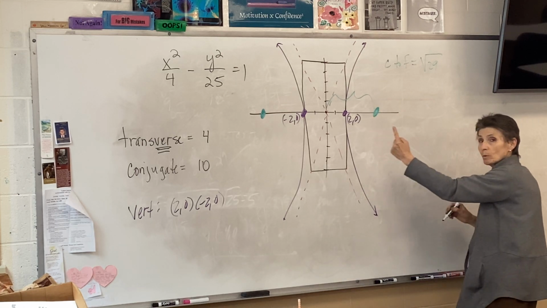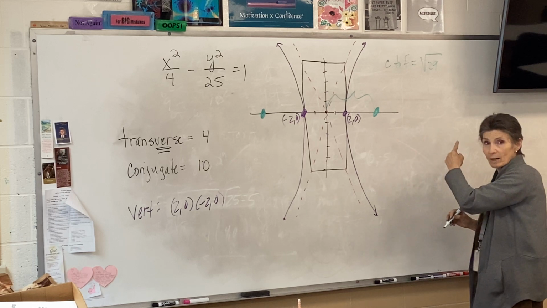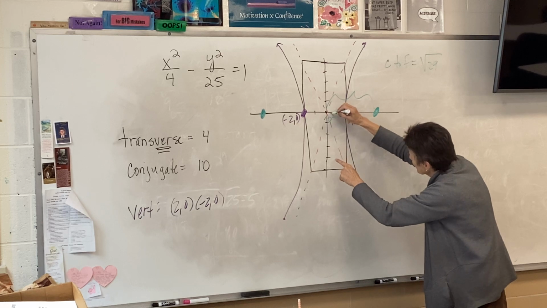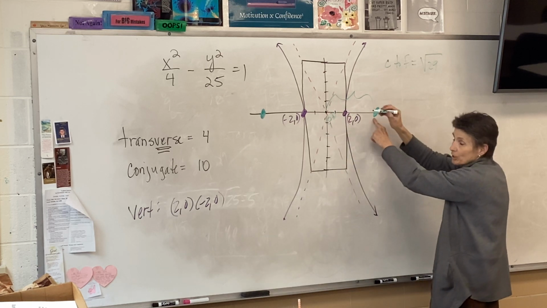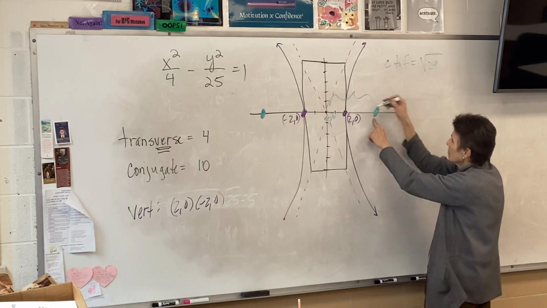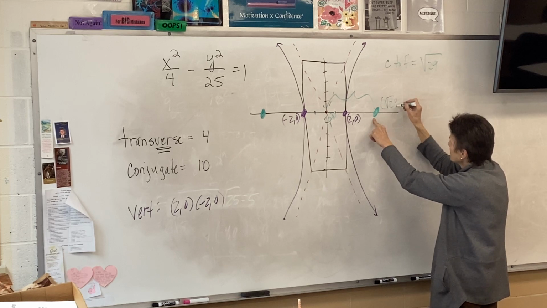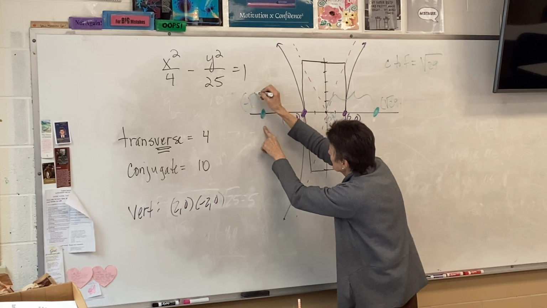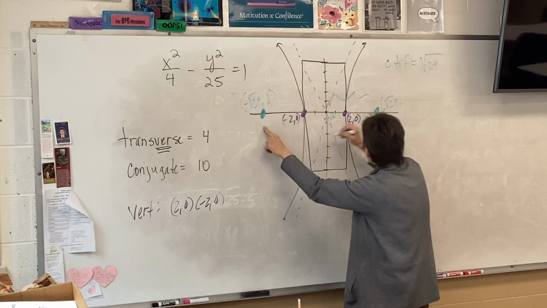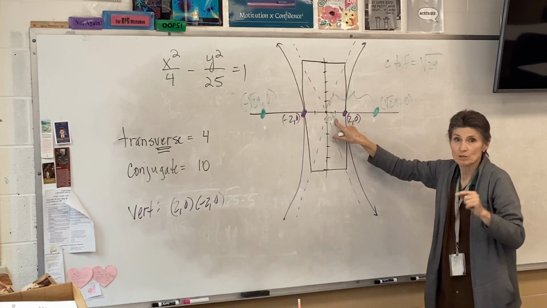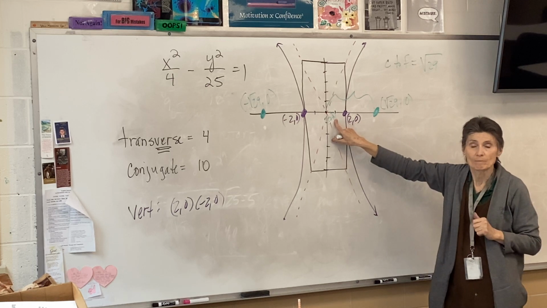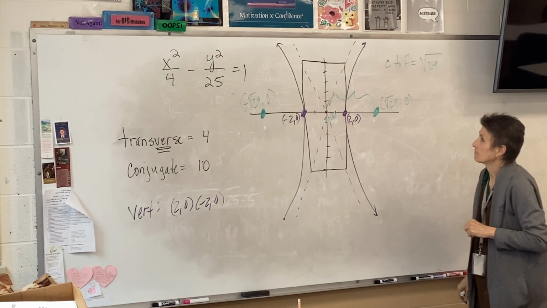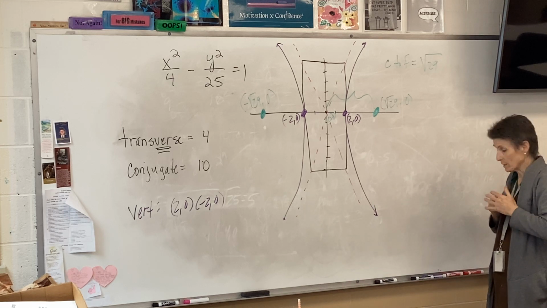Now notice I'm going sideways. This is my center here at (0, 0). My x is going to change: 0 plus root 29, 0 minus root 29. But my y is not going to change. My y is just going to stay 0 because I only went sideways. So those are your focus points, your 2 foci.